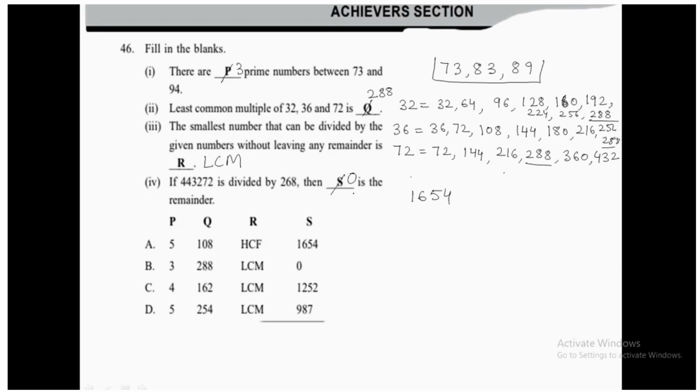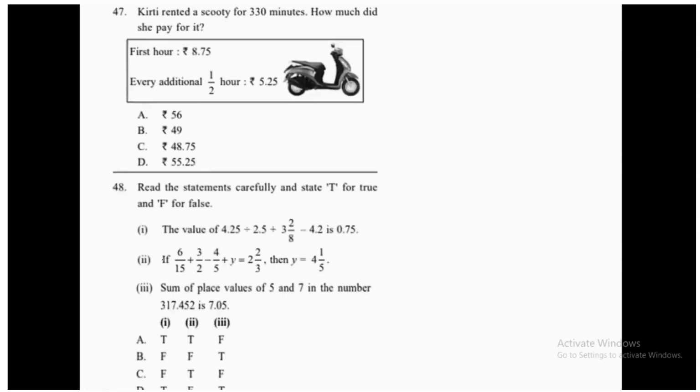So what we are getting, the value of P we are getting 3, the value of Q we are getting 288, the value of R we are getting LCM, and the value of S we are getting 0. So according to that, option number B is our correct option. Understood? Okay, let's move on.